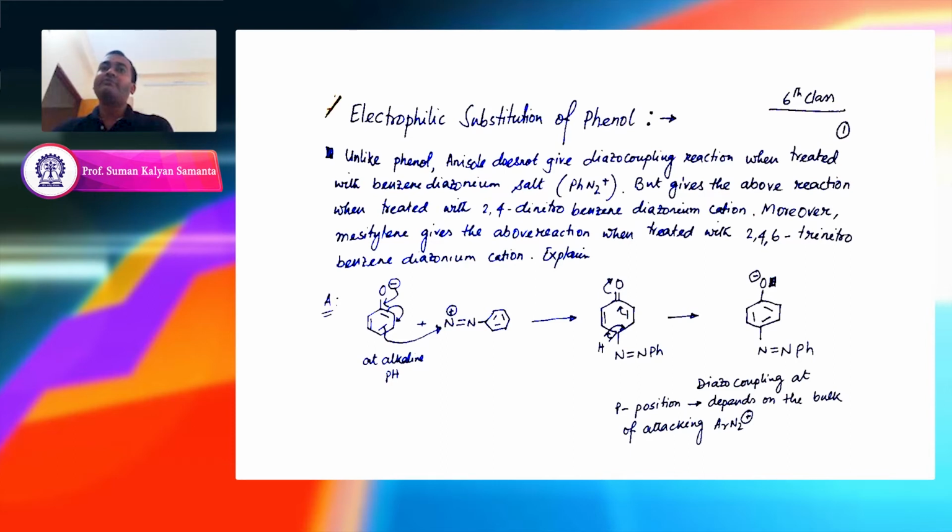Okay, now if you see this phenol, this is taken at alkaline pH. Okay, where this oxygen OH forms O negative.